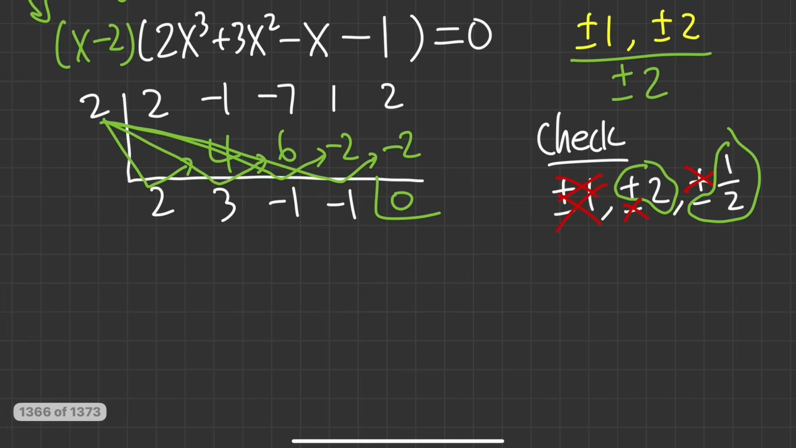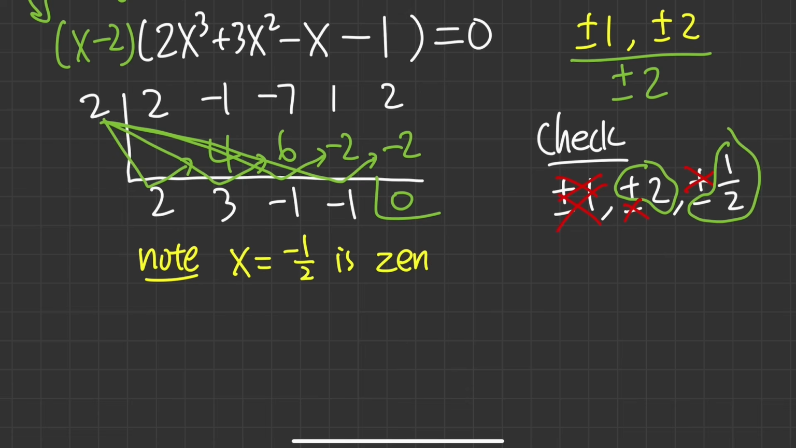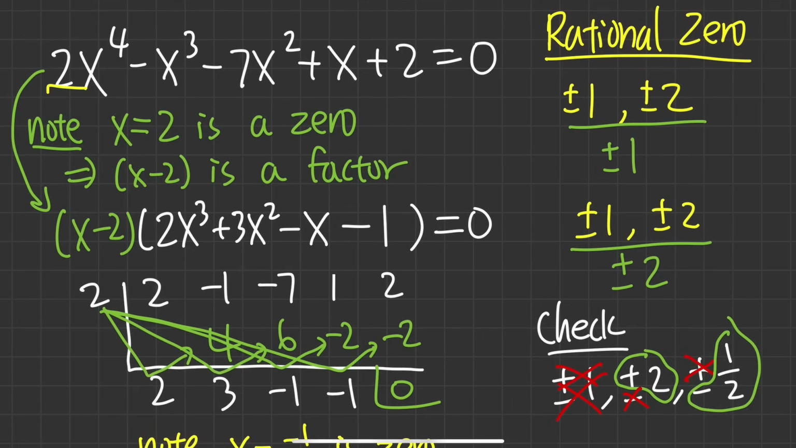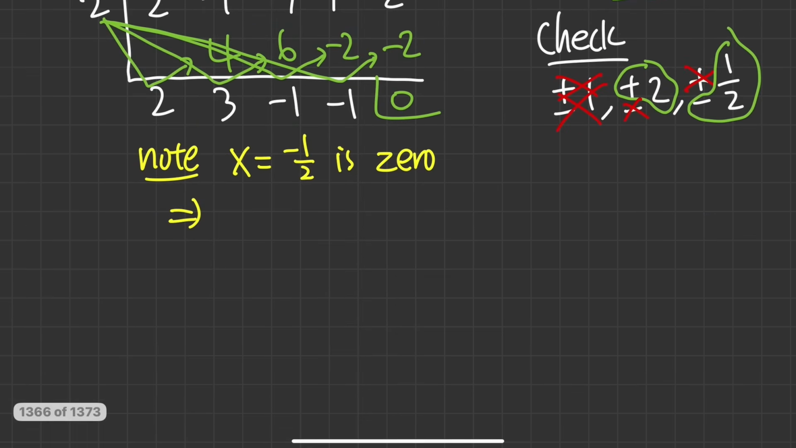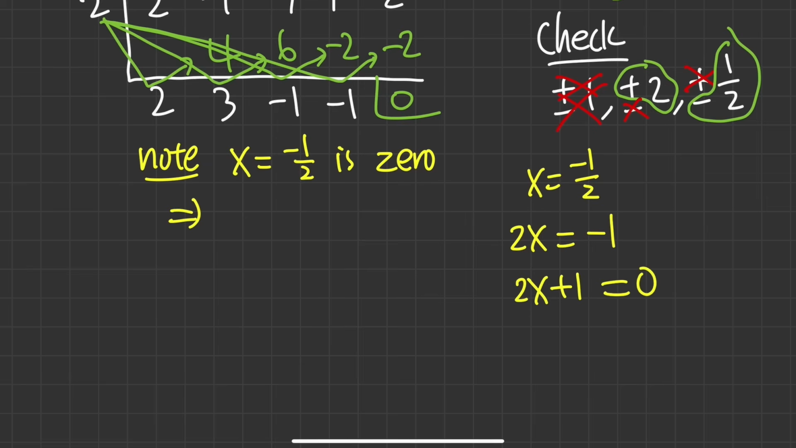So right here, I will say, note, x equals -1/2 is another 0. So in this case, what will be the factor? Well, we want all the integers as the coefficients right here, right? So here we are going to multiply 2 to both sides. So just have a look. x equals -1/2. Multiply 2 to both sides. Add 1 to both sides. So we have 2x plus 1 is equal to 0. So we will have 2x plus 1 being a factor.